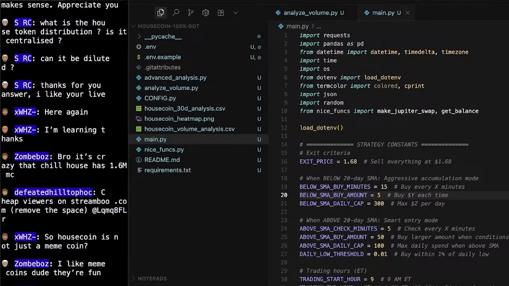Just for lulz, it's all meme coins but Bitcoin. Is Housecoin getting into RWAs? Because I haven't seen anything of it yet. I don't know. I don't know about that.